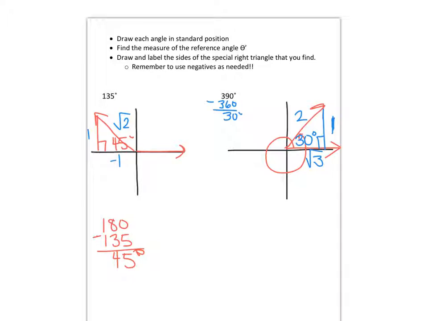So now that that triangle is drawn, you could be asked any follow-up question about what's the sine of that 30-degree angle or the cosine of that 30-degree angle. And you would really be answering the question for the 390-degree angle that you drew in the beginning.